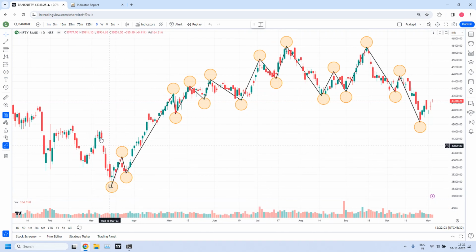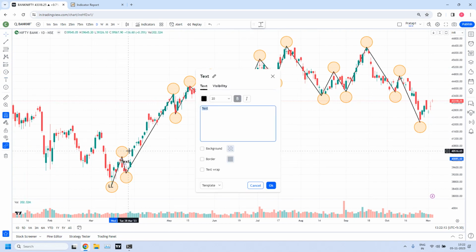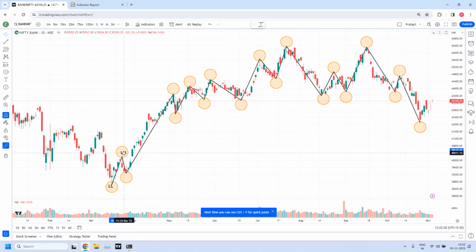And what about this high and previous high? This is lower high. Because the recent high is less than previous high, so it is a lower high. And what about this low? This low and this low. Now this is a higher low. The present low is higher than the previous low. So now we got higher low.